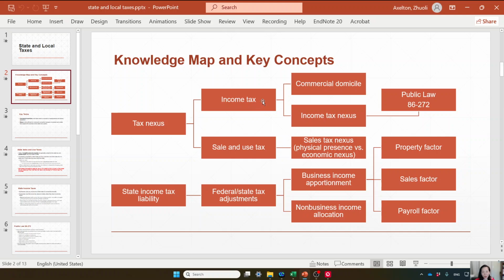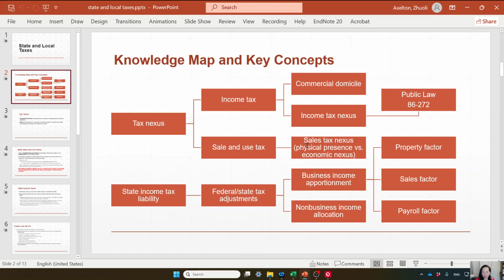There is some overlap between the income tax nexus and sales and use tax, but there are some differences as well. From an income tax perspective, the general rule is that commercial domicile will be the default determination. If the commercial domicile is not applying, then the income tax's next rule will apply, so Public Law 86-272 will kick in to help determine whether the business has nexus to a particular state in terms of income taxation.